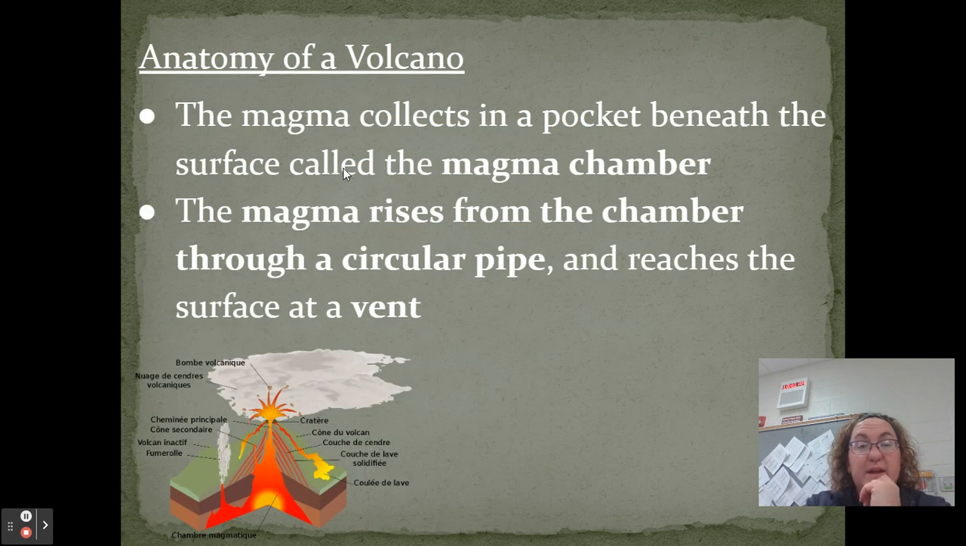So the anatomy of a volcano: magma collects in a pocket underneath the crust called a magma chamber. This magma rises up, and as soon as it hits the air it is called lava, and it comes through a circular pipe and reaches through the vents and spews out depending on what's going on. We have a couple different kinds of volcanoes, and it depends on what type of minerals and materials come out from them, and how much pressure is built in.